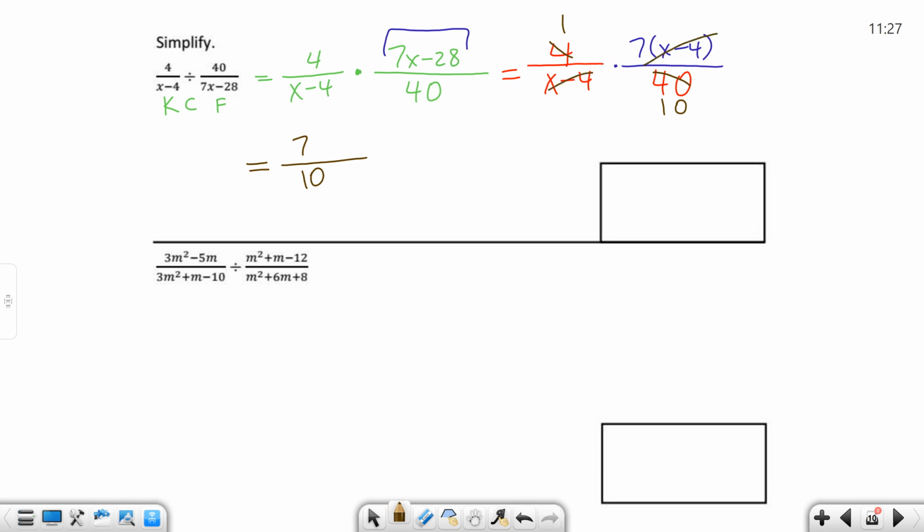That divides out, and I have nothing else left down here. I've worked my way all the way across the top, so I'm simply left with 7 over 10. That won't simplify, so that is my final answer.